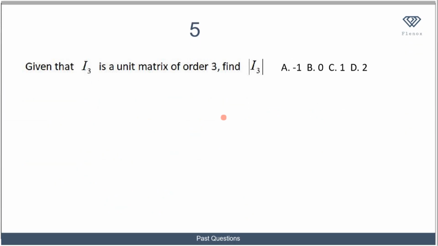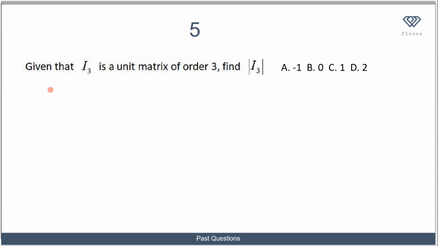So now to the next question. It says, given that I3 is a unit matrix of order 3, find the determinant of I3. I should mention, I don't think I mentioned it before, that a unit matrix is the same thing as an identity matrix. So I3 is a unit matrix of order 3. So you have a what?